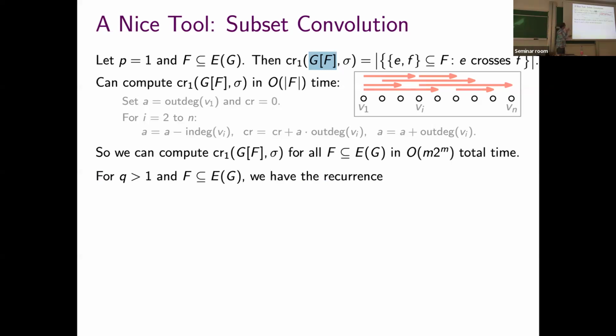we have all this knowledge about doing things in one page, but now we want more pages. So how would we compute the crossing number on Q pages for a subset F of the H set? This is dynamic programming, right? The crossing number for Q pages for this graph that I've defined is the minimum over all the possible subsets of my set F.